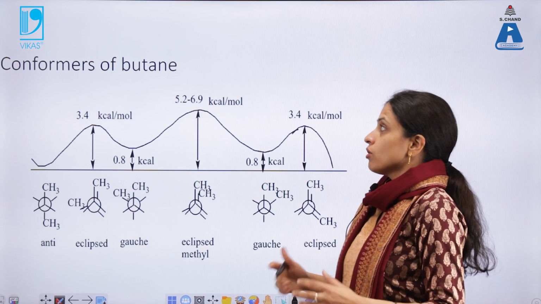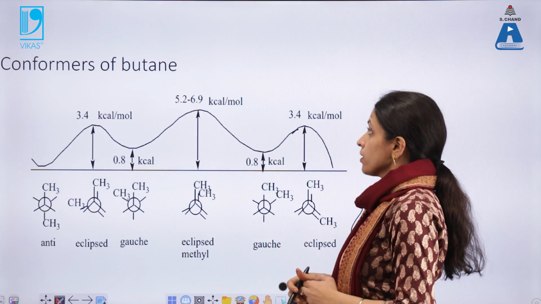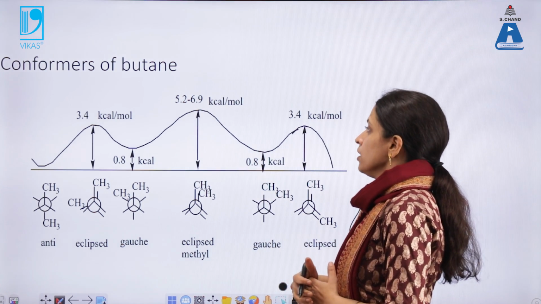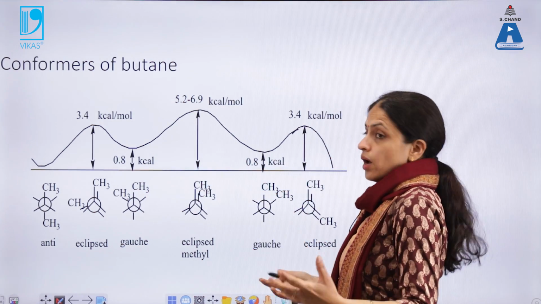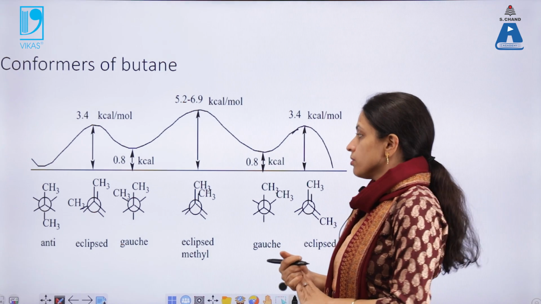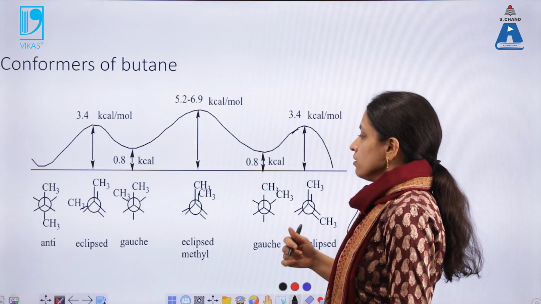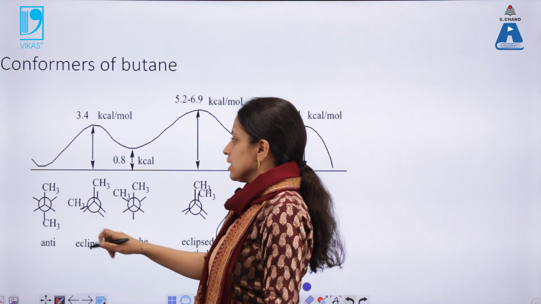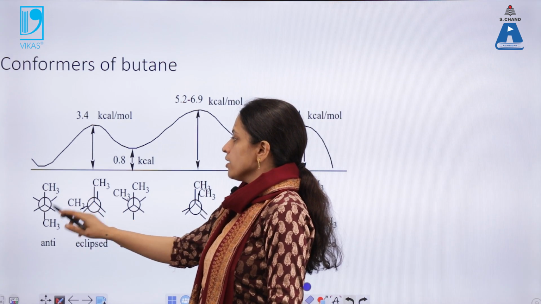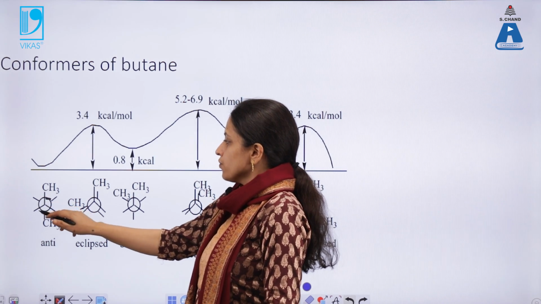Similarly, we can draw the conformations of aliphatic molecules such as butane. So here you can see in the energy minima, lots of conformers are being shown. So how are they possible? Looking at the structure of butane through the Newman projection, we can see that the two methyl groups are present on different carbon atoms.